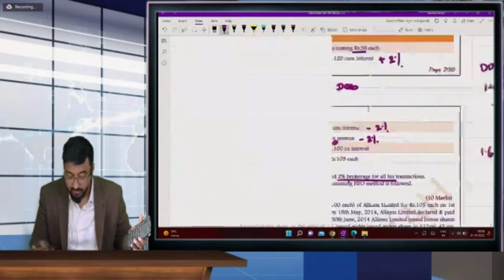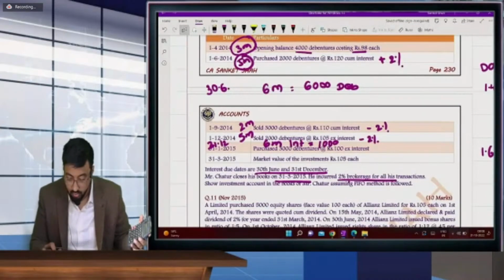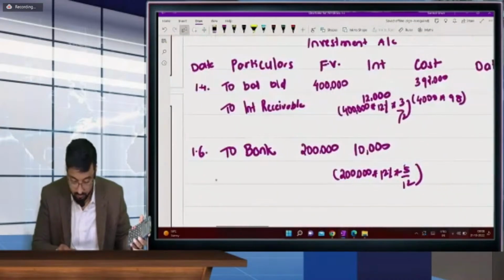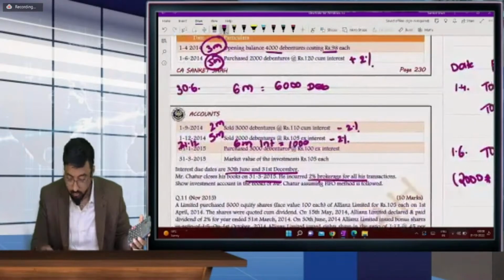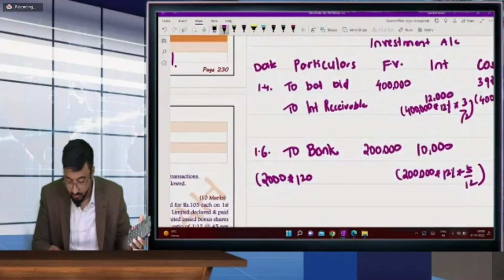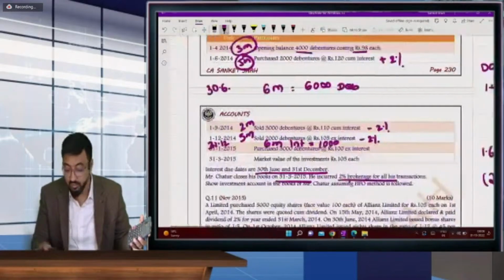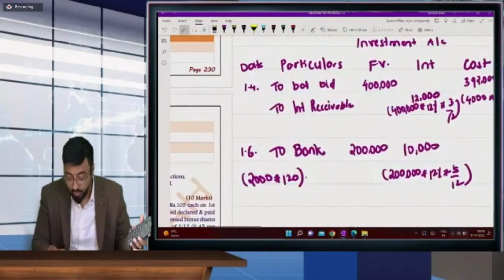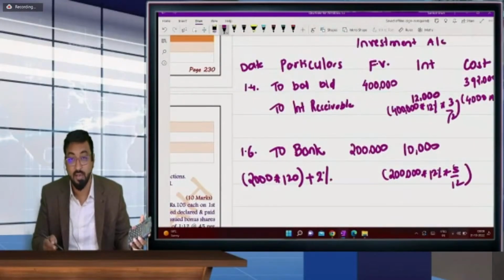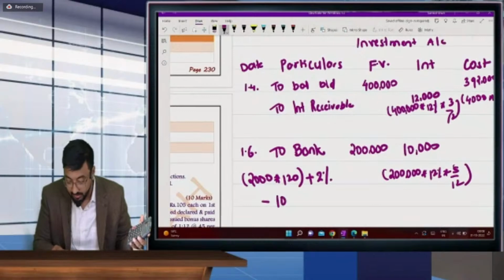At what price? 2,000 into 120. Now see, brokerage is on transaction price. So it might be cum interest or ex interest. Now it is given that cum interest. So 120 brokerage is added. First brokerage is added or deducted and then deduct your interest.